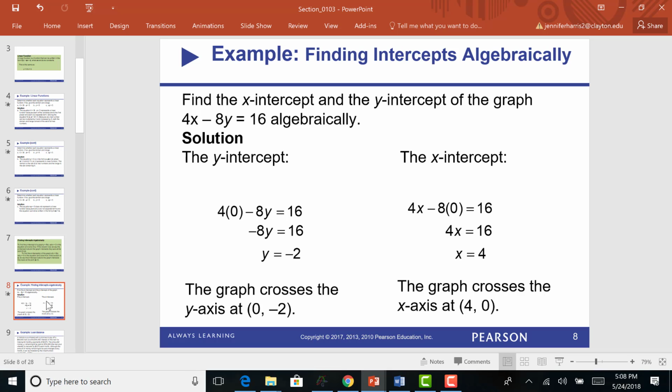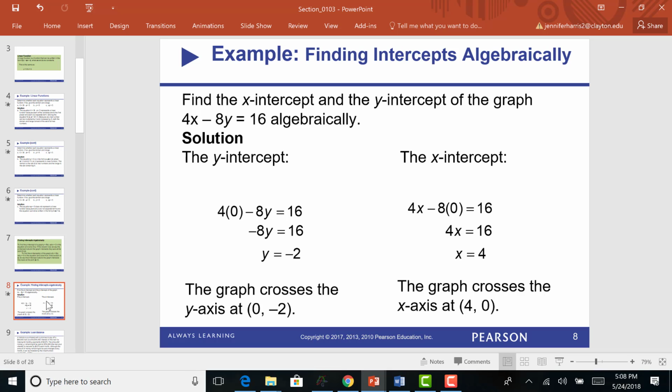All righty. Well, then how do we find the x-intercept? Plug zero in for y. So make y equal to zero. I'm going to do the same thing, only this time I'm going to plug in a zero for the y. So 8 times zero is how much? Zero. So that zero goes away. That leaves me with 4x equals 16.